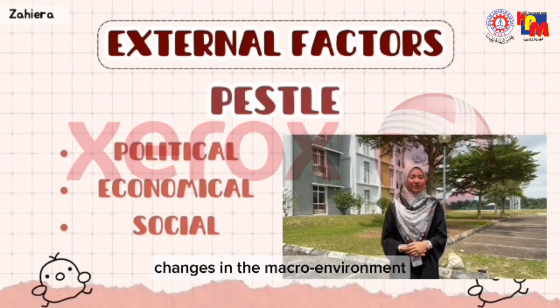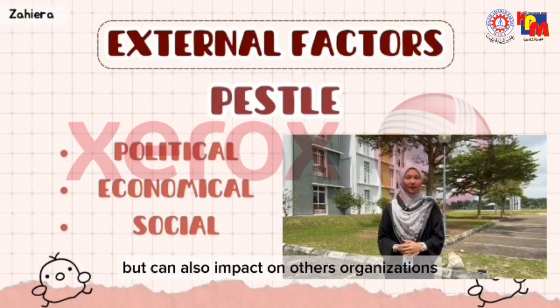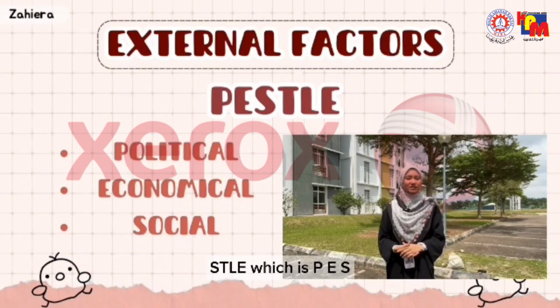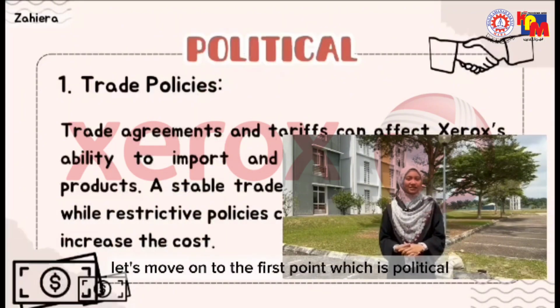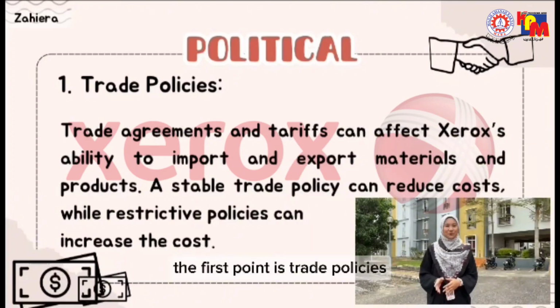Changes in the macro environment factors can have a direct impact on not only the Xerox corporation, but can also impact other organizations. Now, I'm going to talk about the first three elements in the PESTEL, which is PES. P stands for political, E is for economical, and S is for social. Let's move on to the first point, which is political.